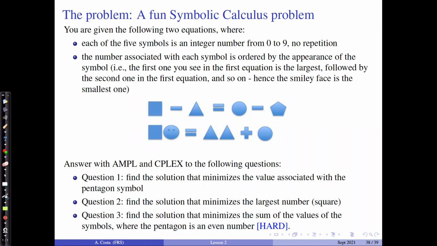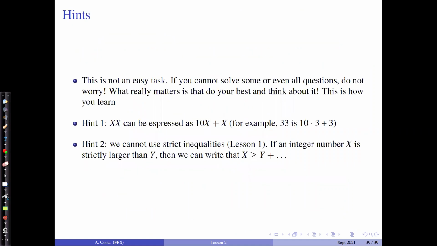And I give you a few hints. Don't worry if you cannot solve these or some of these questions, it's fine. The really important thing is that you spend some time thinking about that. So don't say, oh, okay, too hard, I don't know how to do it. No, just spend some time, go through what you have seen so far.